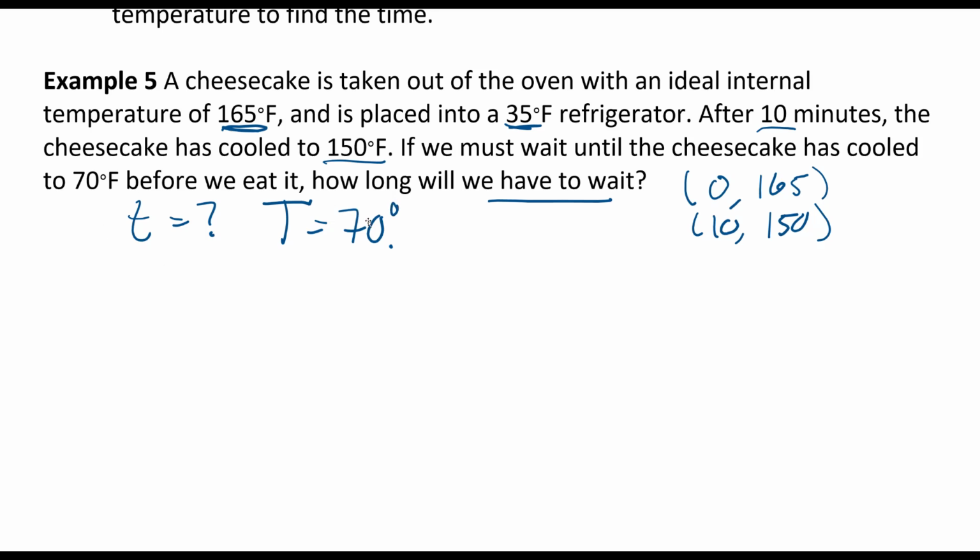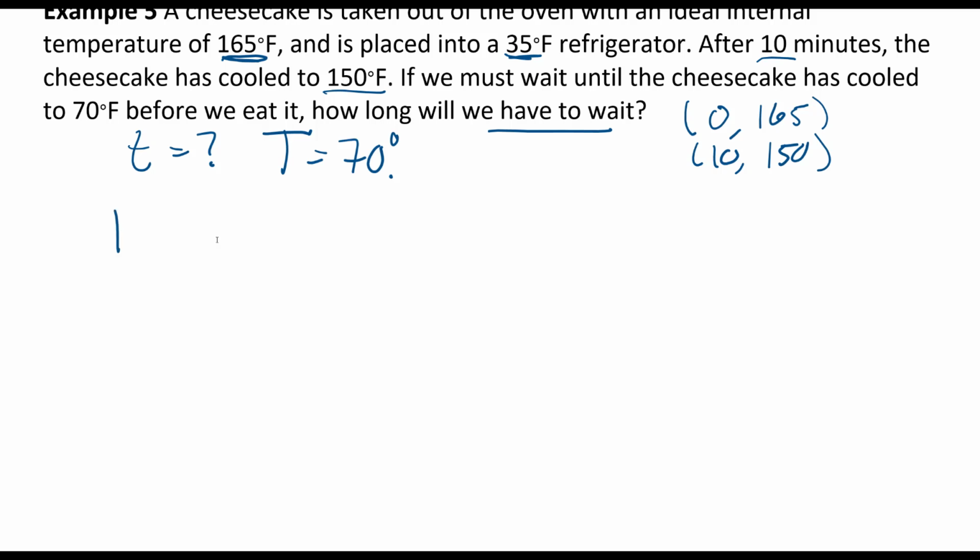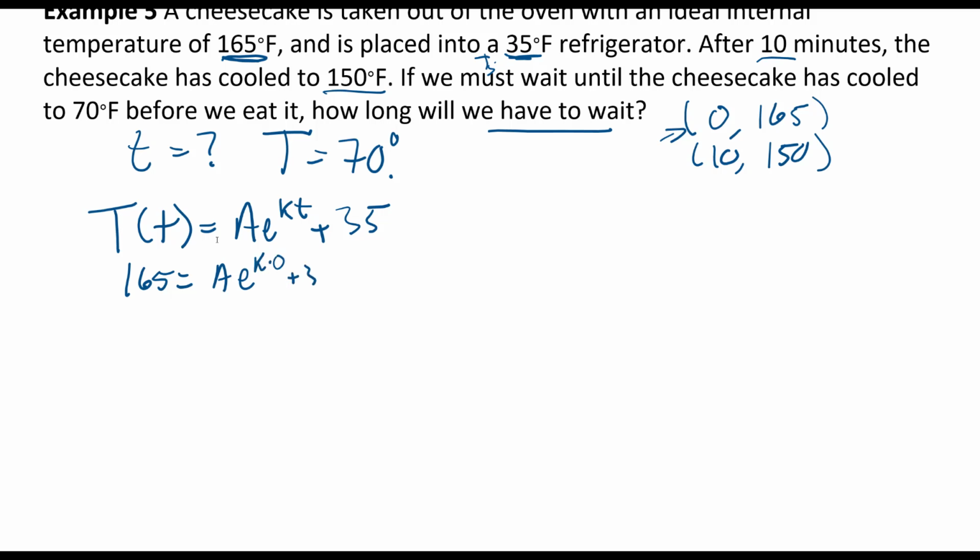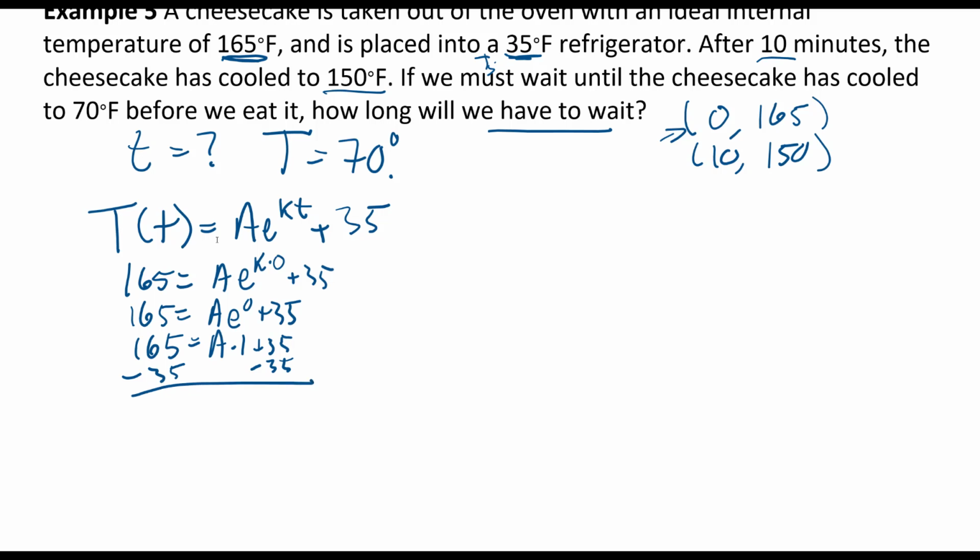Okay, so we'll be using this formula. T of little t equals A e to the kt plus, and our T sub S we said was 35, plus 35. Now we know at time equals 0, it's 165. So 165 is A e to the k times 0 plus 35. So 165 is A e to the 0 plus 35. e to the 0 is 1, so 165 is A times 1 plus 35. And we subtract the 35, and that's going to be 130 is equal to A.